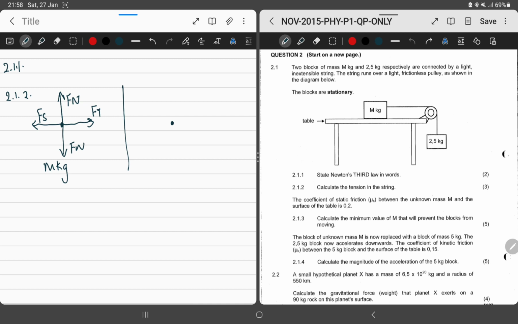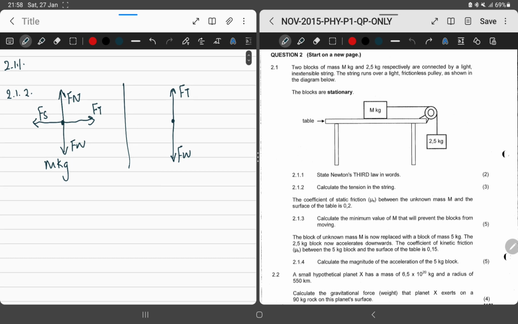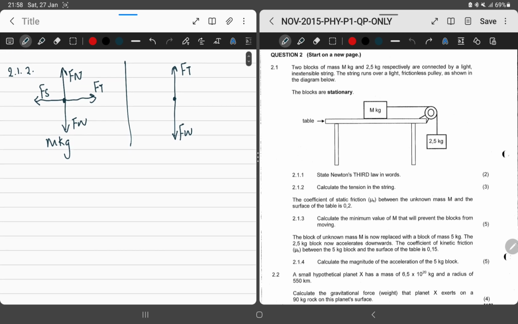And then the other block is hanging. We will have a force of weight acting downwards and then a force of tension. This is for the 2.5 kilogram block. We don't have the mass of the m kilogram block, so it will be hard to find the tension using it. So let's use the other block.